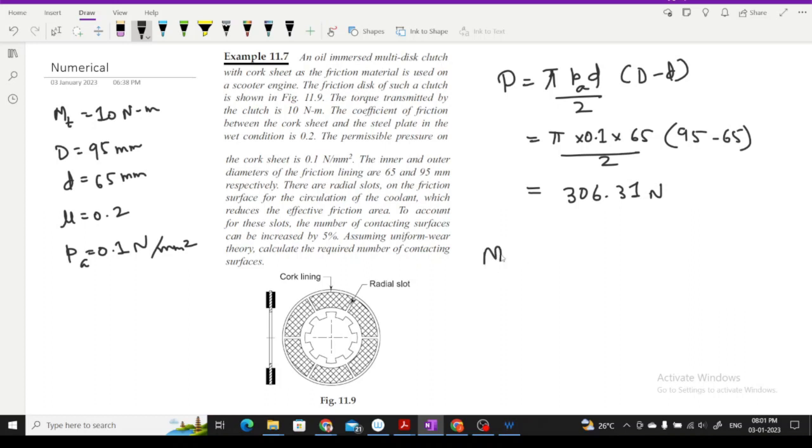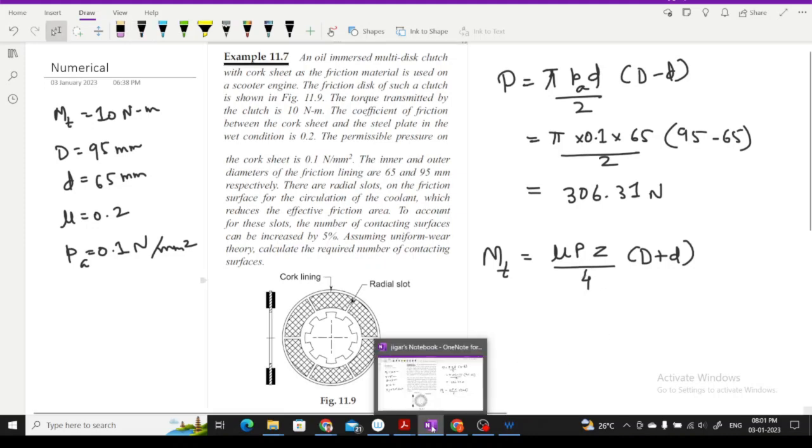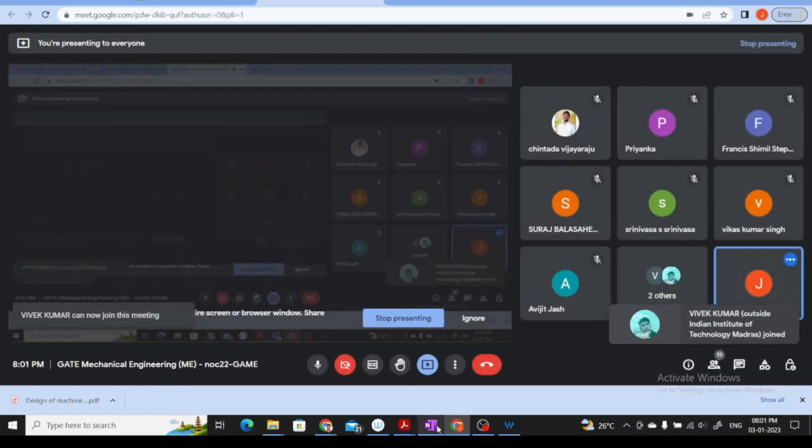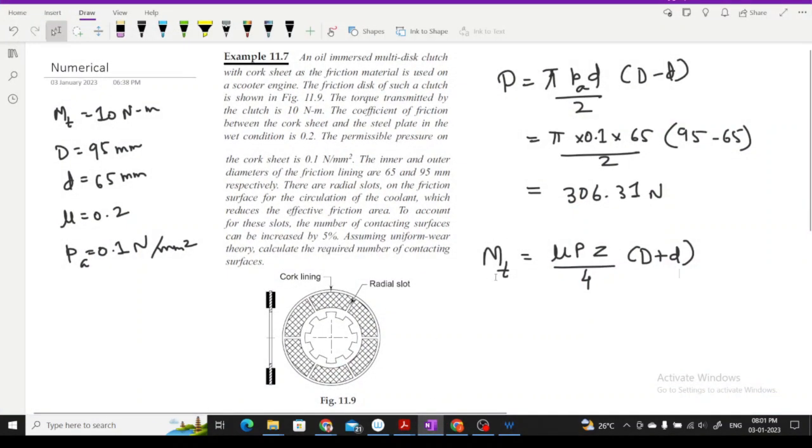Now, once you know this force, then you can apply this torque equation which we have just now noted for the number of discs Z. Correct? This is what we have just now noted. Yes or no? Yes, sir. So from this you can calculate the number of discs, because you have the torque with you, right? You have P calculated, then mu is already there, and capital D and small d are also with you. So tell me, what is the Z?